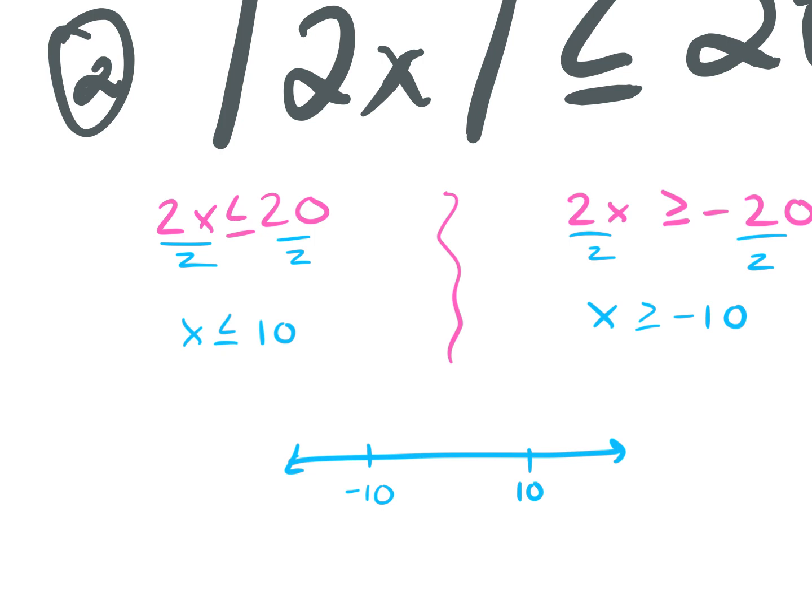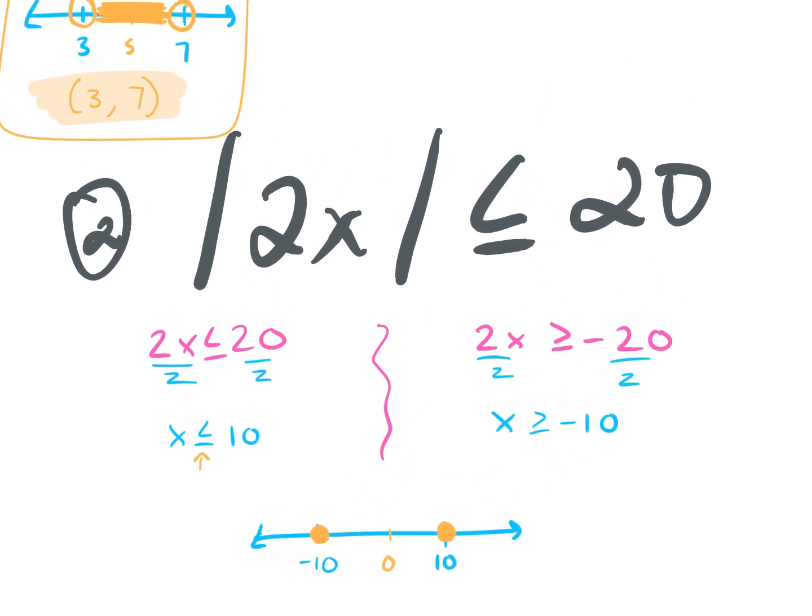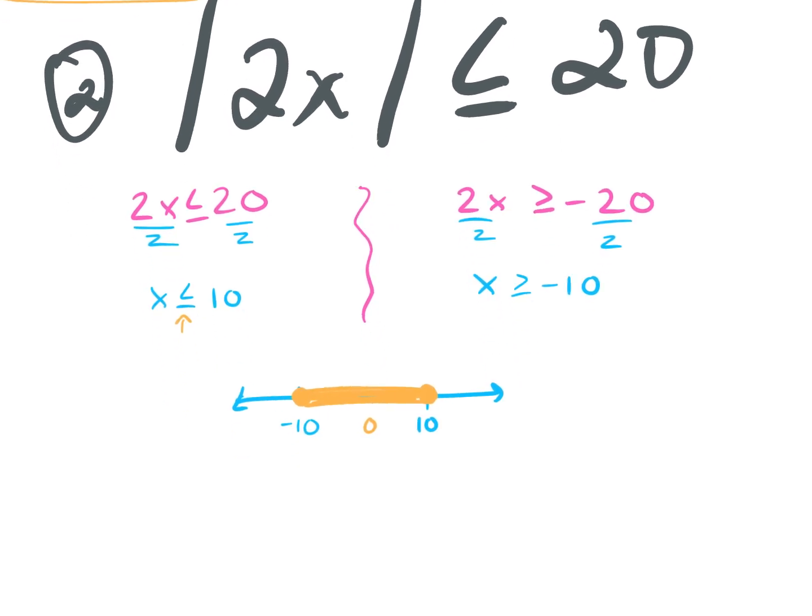Do I have an open or closed circle at the points? Closed, because it's less than or equal to and greater than or equal to. So closed circle. What's the number in between negative 10 and 10? 0. Let's plug in 0 and see if it works. 2 times 0 is still 0. So is 0 less than or equal to 20? Yes. So where am I going to shade? In the middle, where 0 is.